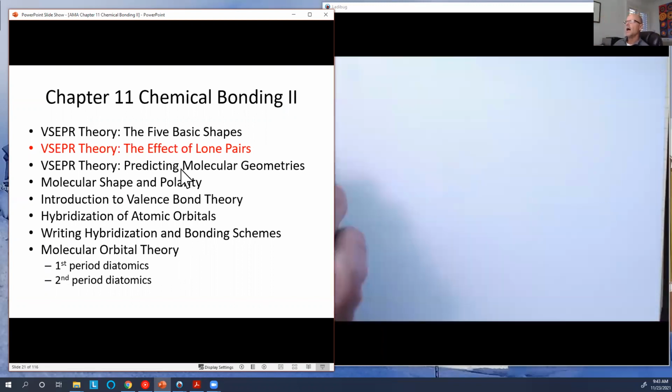Okay. So if you remember last time, we introduced VSEPR theory, valence shell electron pair repulsion. And that theory is going to help us to predict the geometry of a molecule from its Lewis structure, right? And last time we talked about the 5 basic shapes that occur when all the electron pairs around a central atom are bonding electrons. But now we're going to consider what happens when some of those electrons around a central atom are lone pairs.